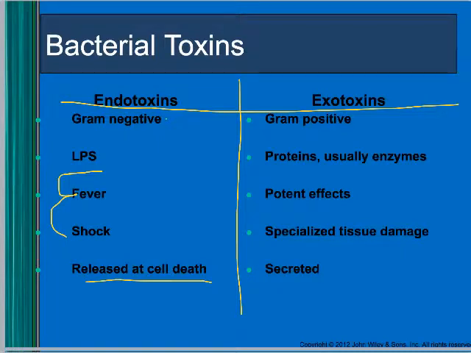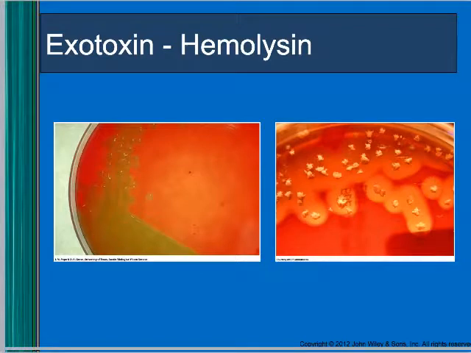Exotoxins, there's a lot more types of them. They come from gram-positive bacteria. Gram-positive can secrete proteins. They can be very powerful. Things like botulism toxin is an example of an exotoxin, and they cause specialized tissue damage. So they only damage one kind of tissue. One example of an exotoxin is hemolysin. Hemo is blood, lysin is breaking it apart. So we break apart blood. An example of that is Streptococcus pyogenes, which causes strep throat.